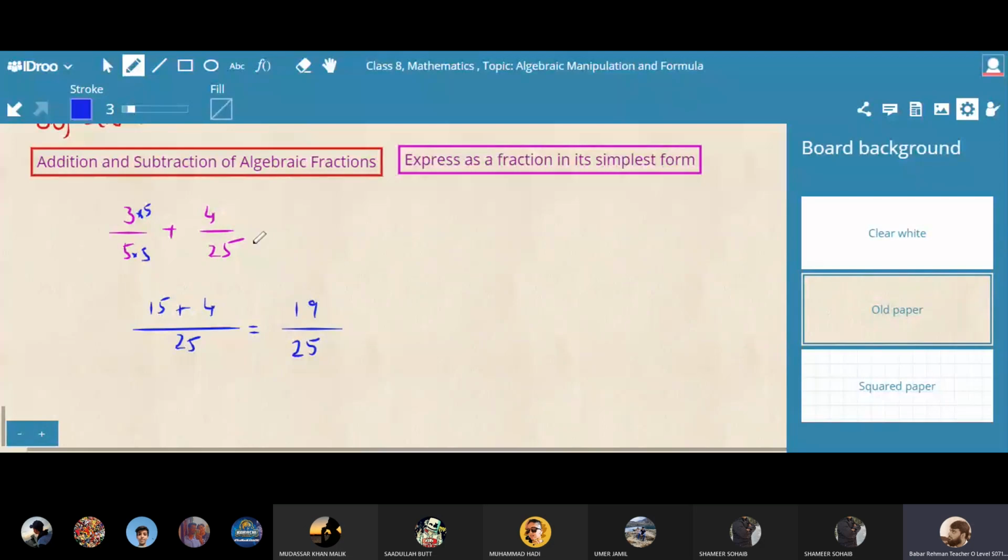Now, what is the difference? Why are we studying this in algebra? Look at this. The reason is they have included variables as well. 25a and 5a. So you will write a over here, and a over here. Sorry, and you will write a over here. That is your answer.